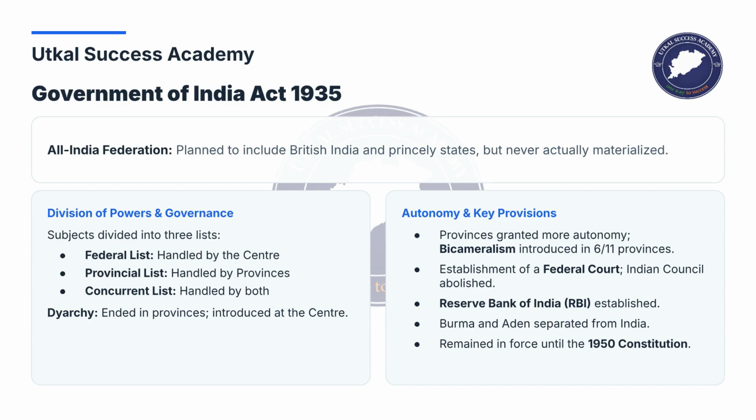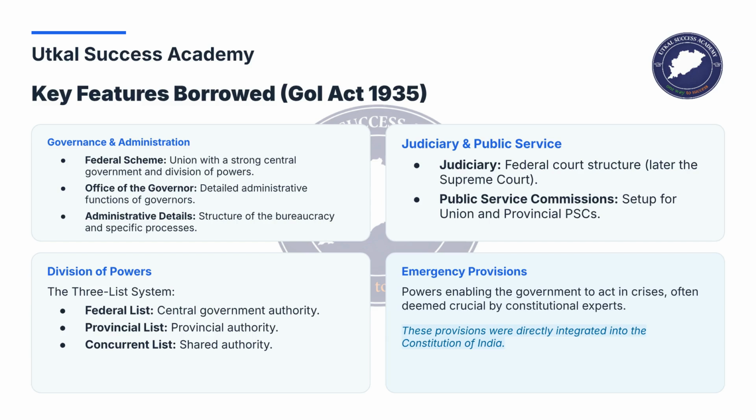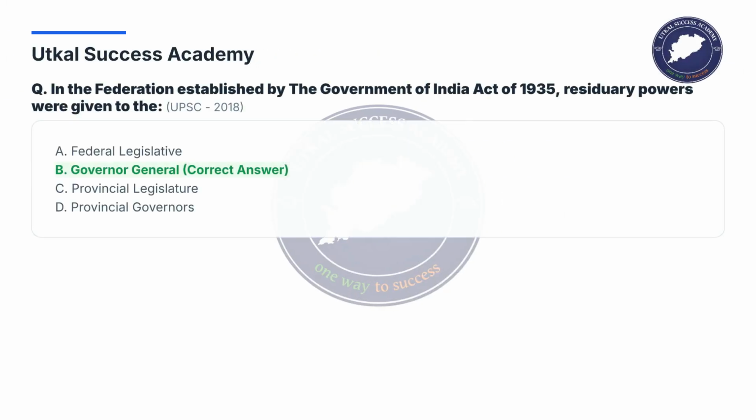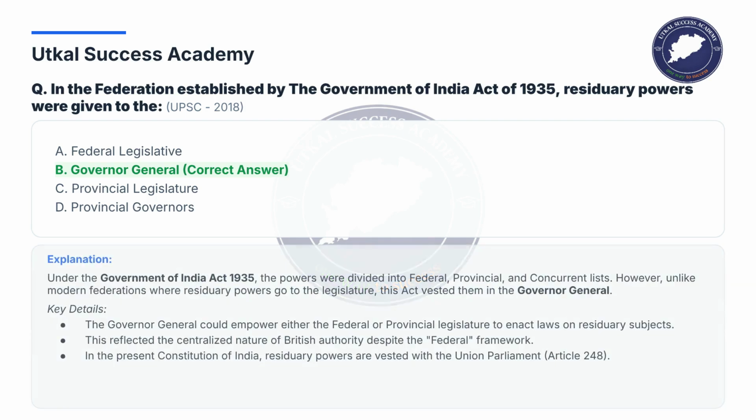Diarchy was abolished in provinces, but introduced at the center. Key features borrowed from the 1935 Act for the Constitution of India include the federal scheme, the office of the governor, the federal court structure, public service commissions, the three-list system for power division, and emergency provisions. A UPSC 2018 question on the Act of 1935 asks about residuary powers. These powers were given to the Governor General, reflecting the centralized nature of British authority.